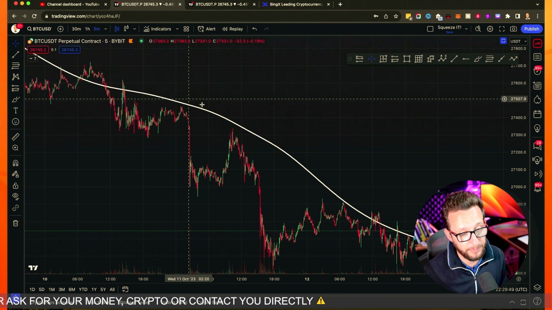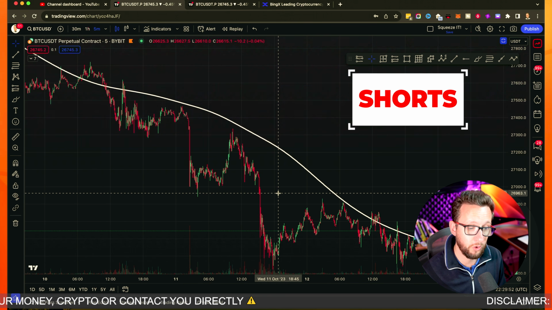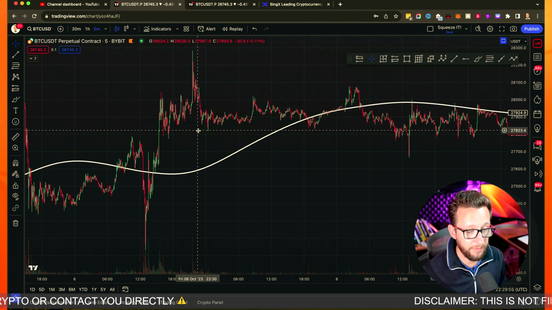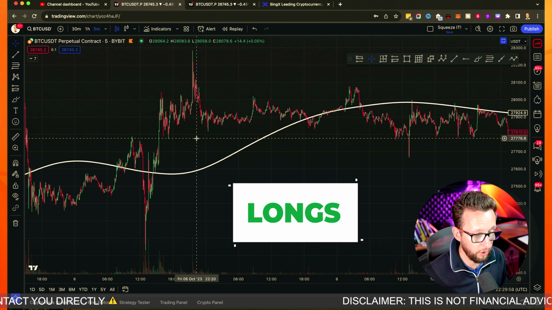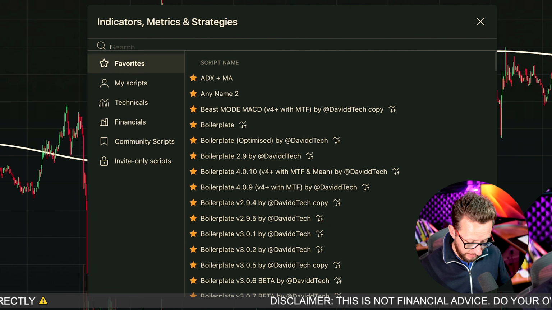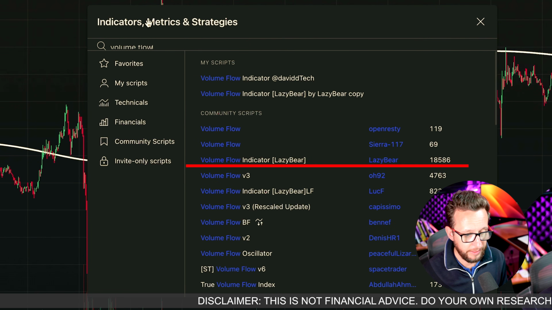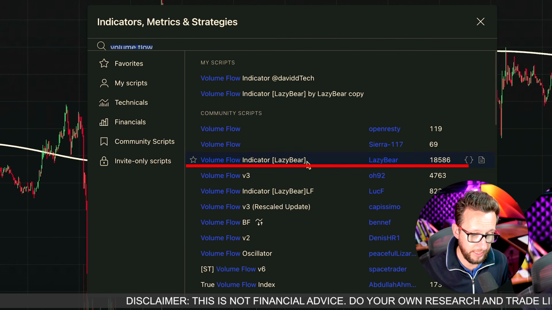So when price is below the T3, we're looking for shorts, and when price is above the T3, we're looking for longs. The other indicator that we're going to be adding is the volume flow, and this one is also by Lazy Bear just here.